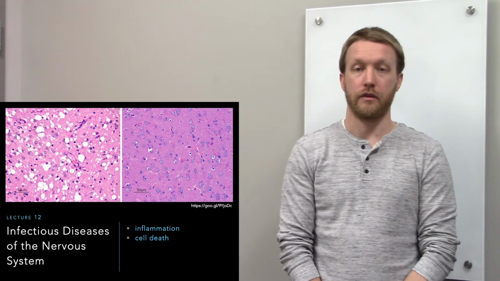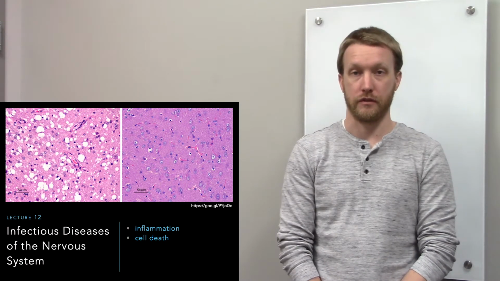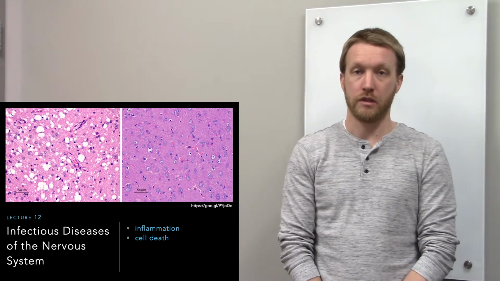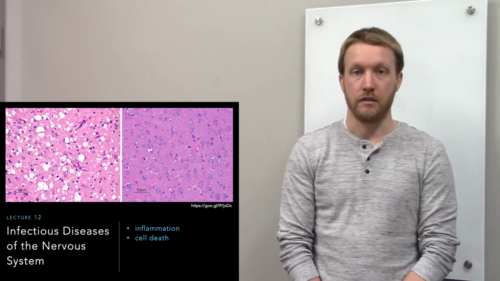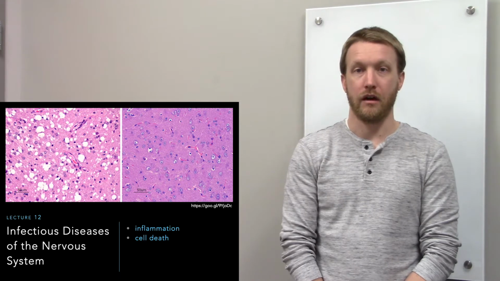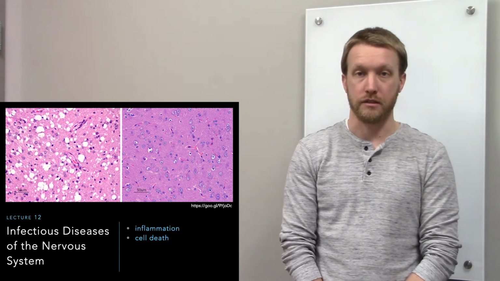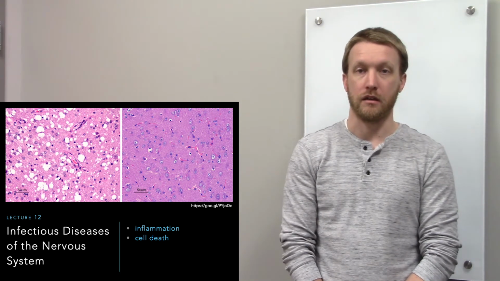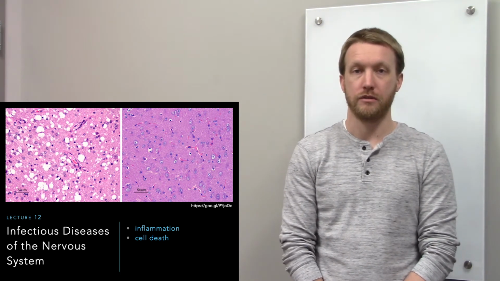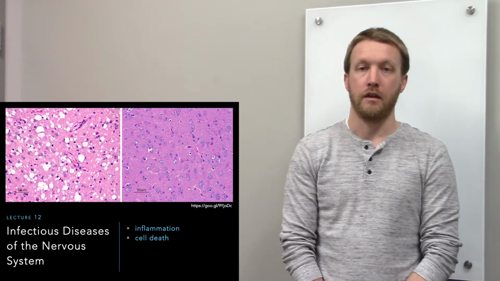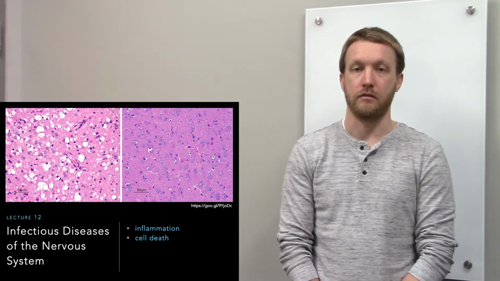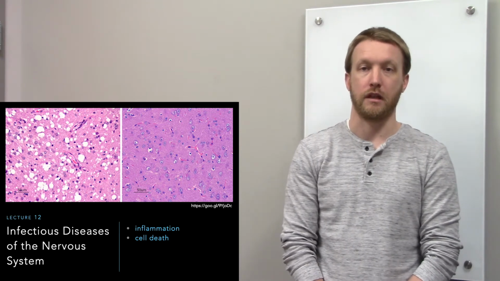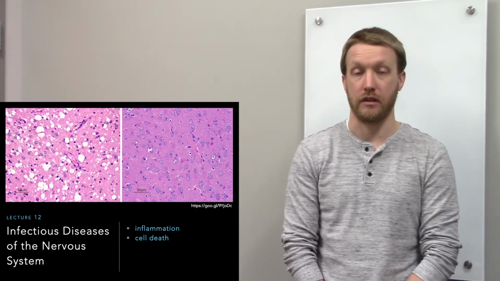In this lecture we'll cover infectious diseases of the nervous system, focusing mostly on meningitis and encephalitis. These are more common than the other types of infections such as prion diseases or brain-eating amoebas, but we'll touch on those at the end. First, we'll talk more about the inflammatory based diseases like meningitis and encephalitis.